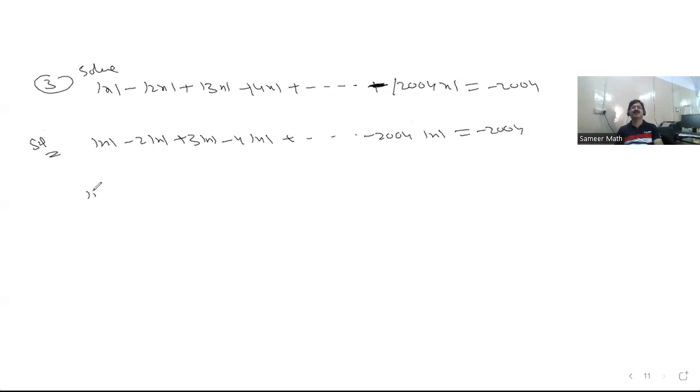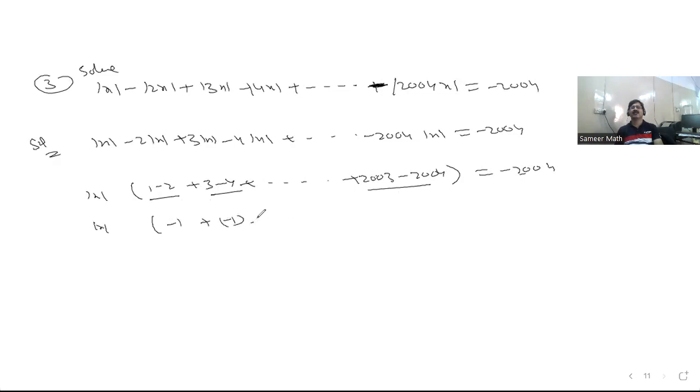What is to be done? Mod x you take common. 1 minus 2, 3 minus 4, so on. Minus 2000 plus 2003 minus 2004. Probably you will get that one only. Minus 2004. You see here, for every two terms, what will I get? 1 minus 1, that is minus 1. So for every 2 terms, minus 1.